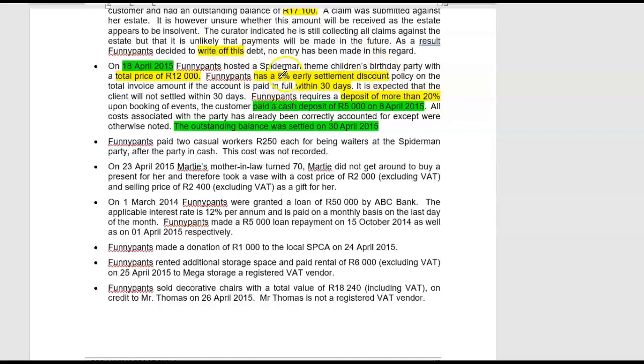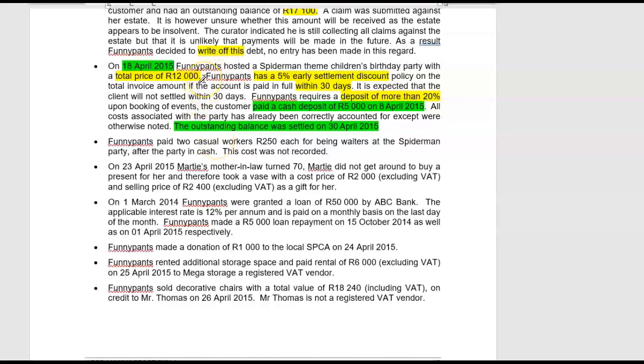So here they're going to grant you a 5% settlement discount. The Funny Pants is going to grant the customer a 5% settlement discount if they pay within 30 days after the invoice was issued, which they indeed did. So how much were they then supposed to pay in total? Not 12,000 rand, but 12,000 rand times 95%, which is 11,400 rand. The other 600 rand is the 5% discount that you received on the invoice.